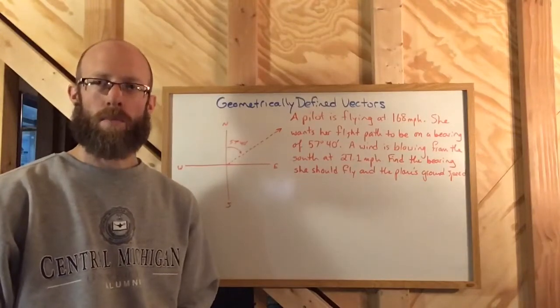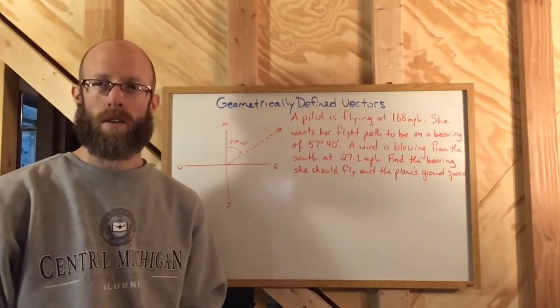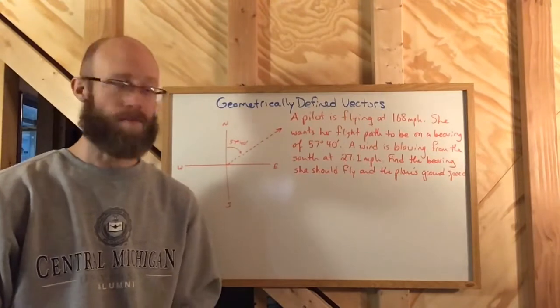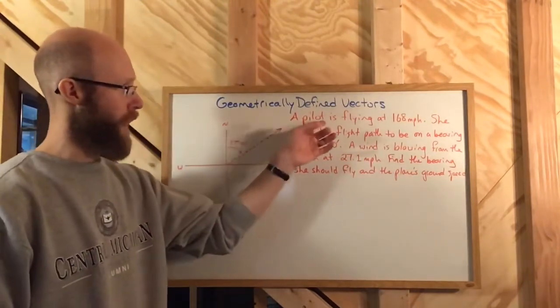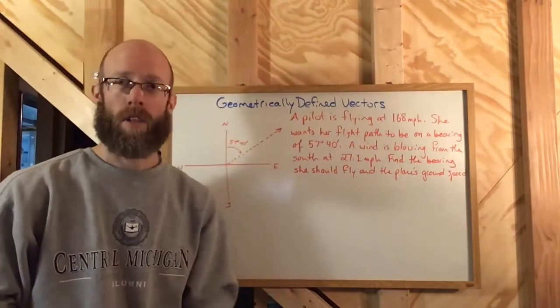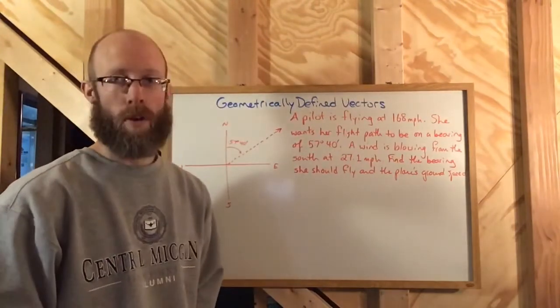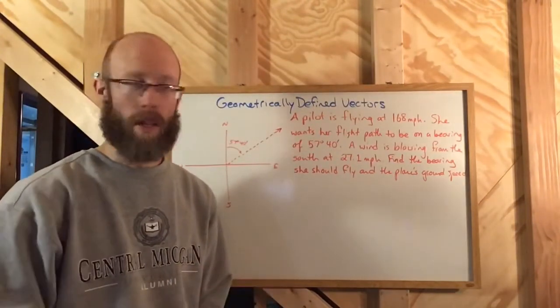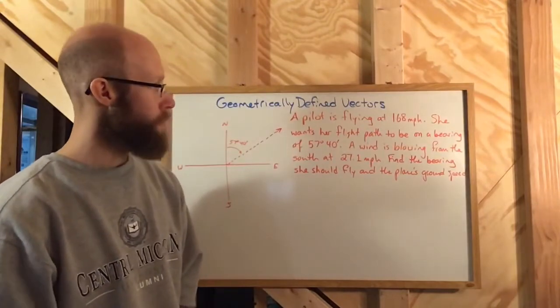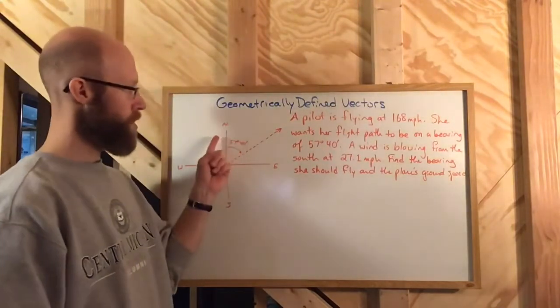Another interesting example deals with wind acting on an object. In this example, we have a pilot flying a plane, flying at 168 miles per hour. Okay, that's the speed of the plane. She wants her flight path to be on a bearing of 57 degrees 40 minutes.